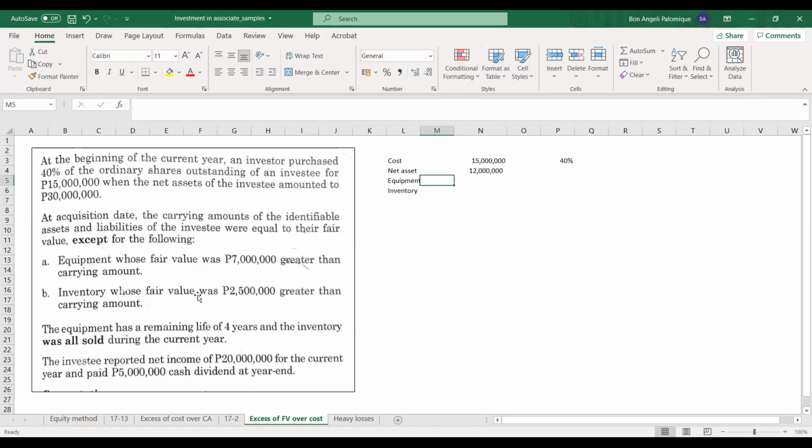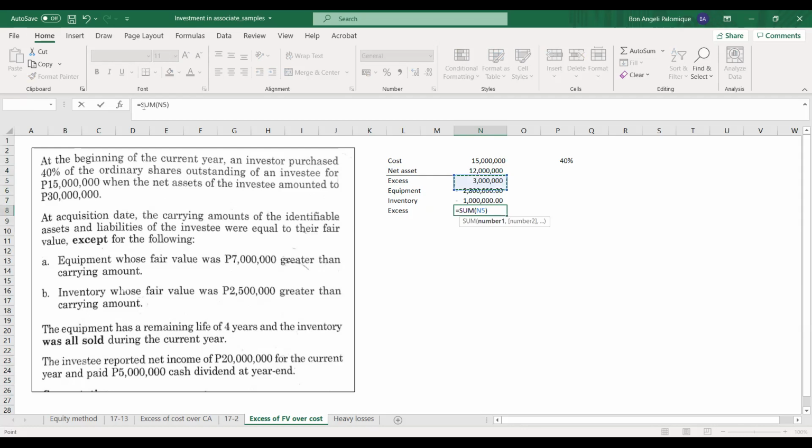So, for the equipment, 7 million greater than carrying amount. So, 7 million multiplied by our share of 40%, 2,800,000 of the excess is attributable to equipment. So, next is inventory. 2,500,000 greater than carrying amount multiplied by 40%. So, the 1 million excess is also for the inventory. So, now we can compute the excess of fair value. So, first, an excess of 3 million. So, 15 minus 12, 3 million.